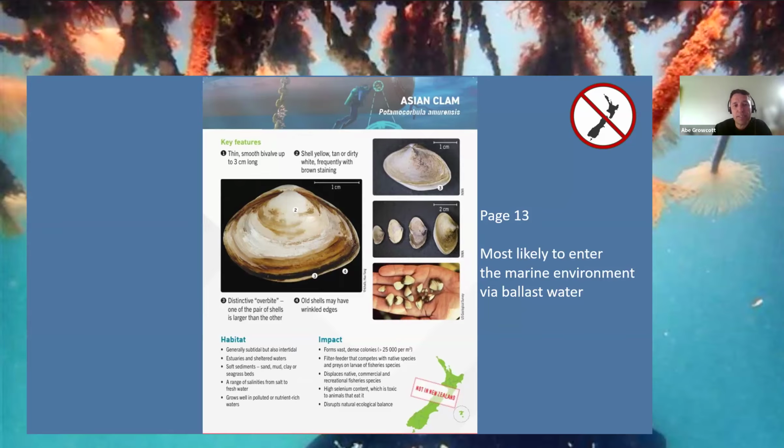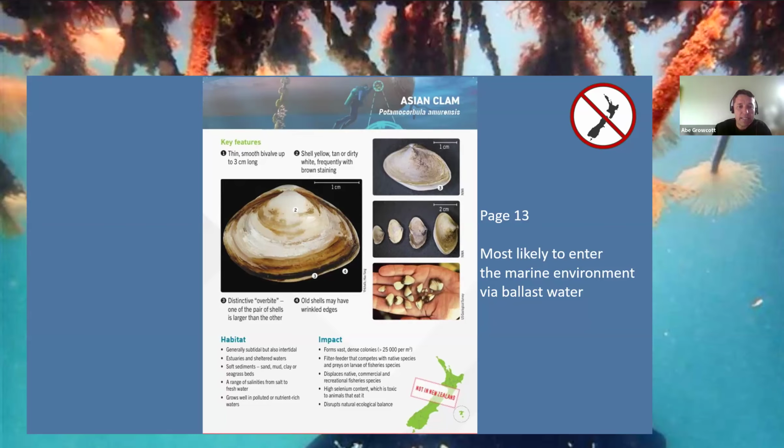This species is present in San Francisco Bay, where it was introduced a number of decades ago, and it reaches vast densities of up to, what does it say there, 25,000 per square meter. It's a filter feeder, so it's filtering a lot of larvae and organisms out of the water column, and the introduction of the species in San Francisco Bay was correlated with a collapse in some of the fishery species in that bay. So it probably contributed to the decline of those fisheries.